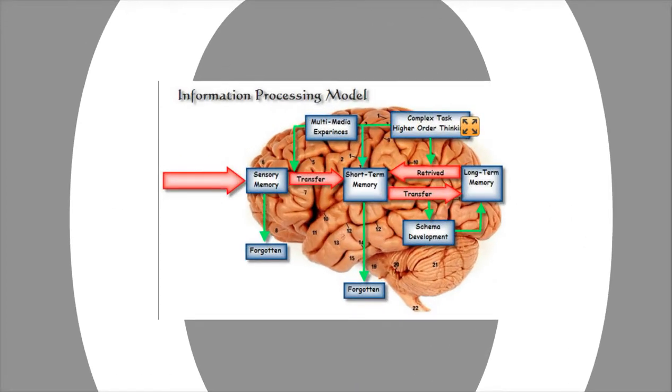Our mind processes things in a similar fashion. We have a sensory memory that transfers into short-term memory. And if we really need it, we repeat it and put it in our long-term memory, which can come back and help us.